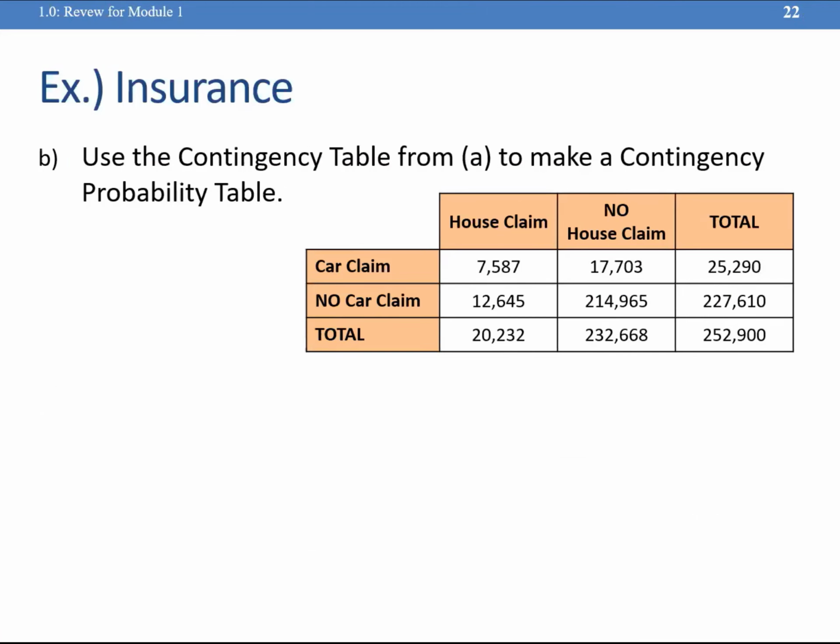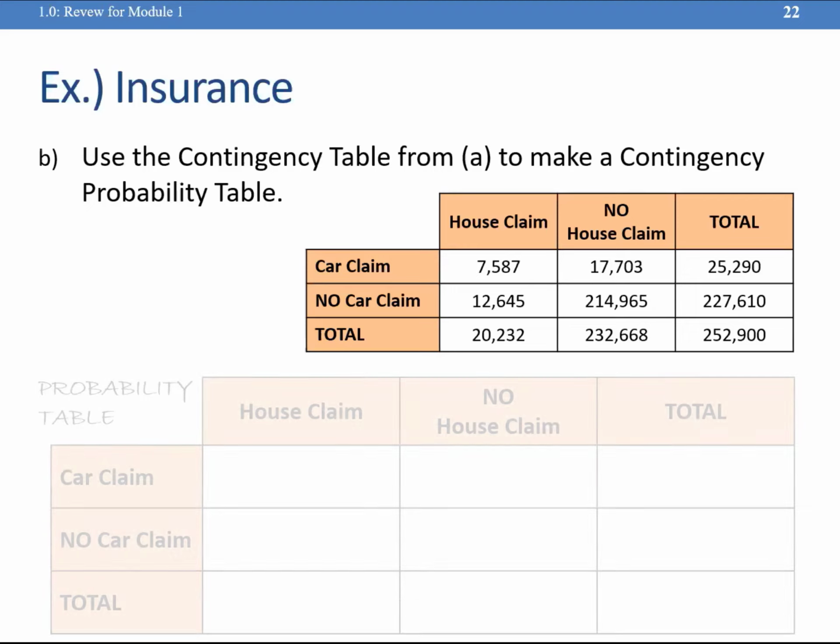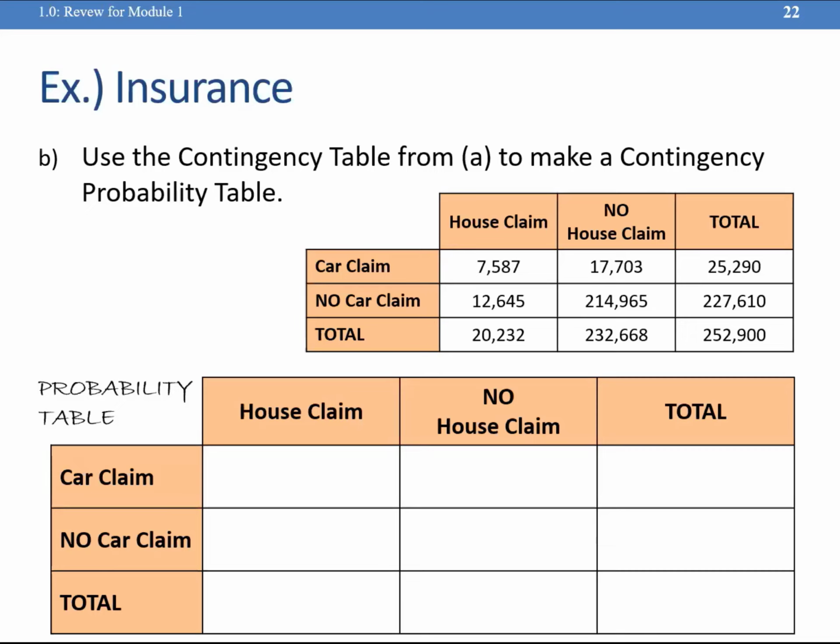This is a contingency table, but what's more useful than these values are probabilities. So we're going to use this table to create a contingency probability table. We have the same structure for the table, but now we're going to create probabilities. And let's remember that when we have a contingency probability table, this will be 100%. So everything is in relation to 252,900. So for this cell, for instance, I would have 7,587 divided by 252,900. And that would give me 3%.